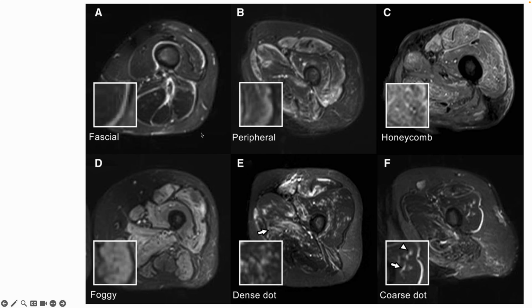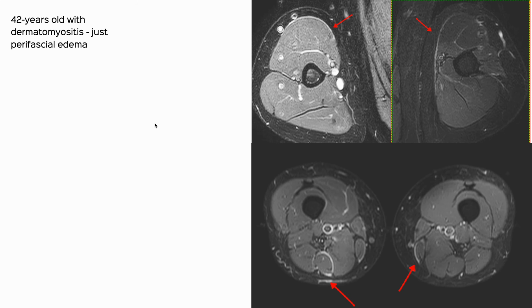But of all these 6 patterns, the facial pattern is the most striking, easy to pick up, and of course is characteristic of dermatomyositis. And there was another paper that said that it occurs specifically in one type of dermatomyositis, and I'll come to that.